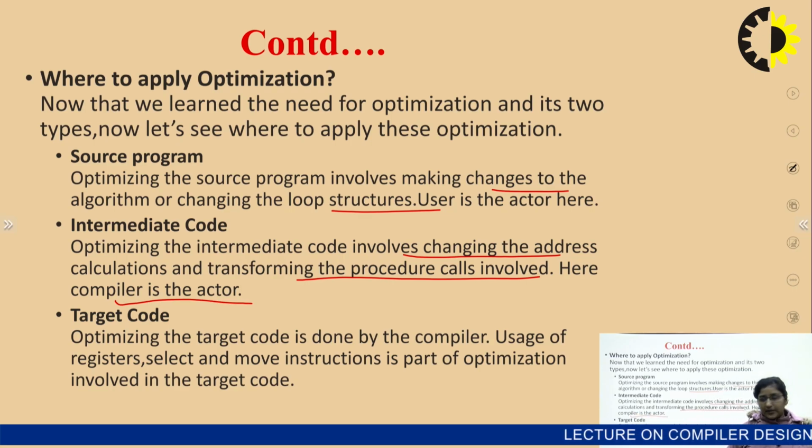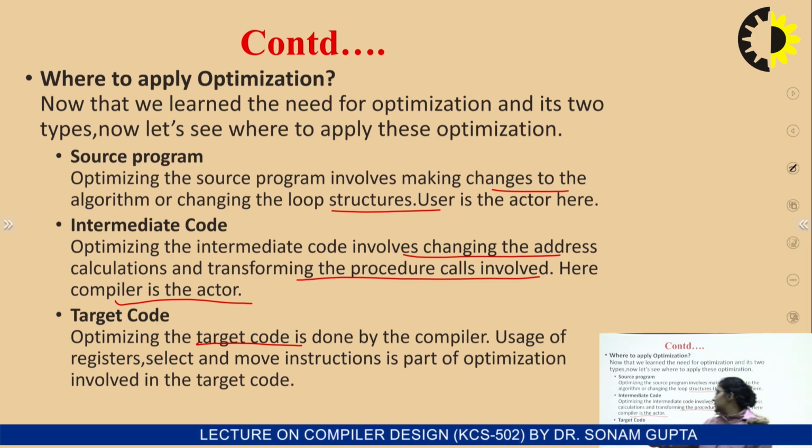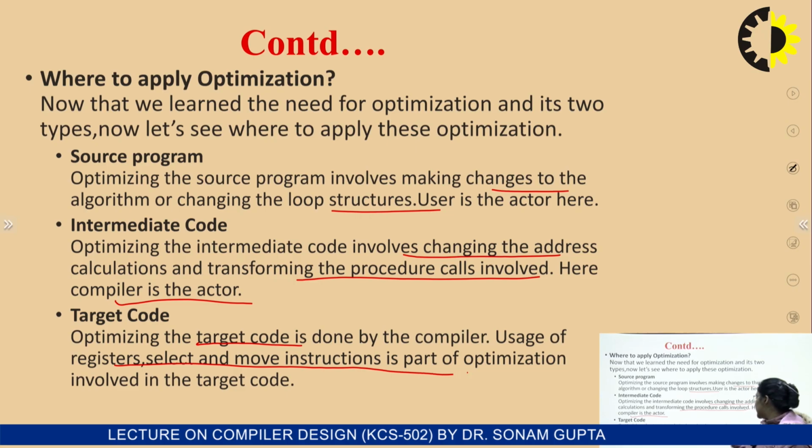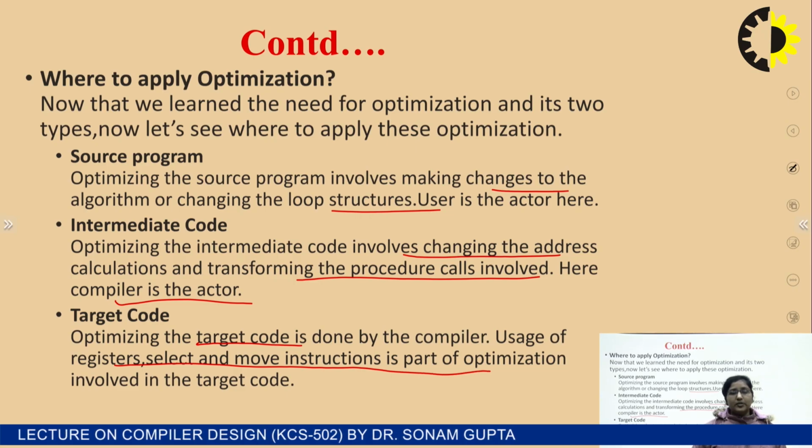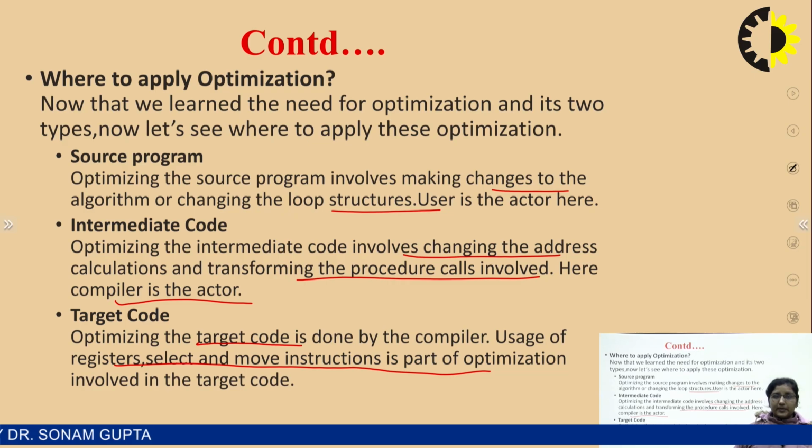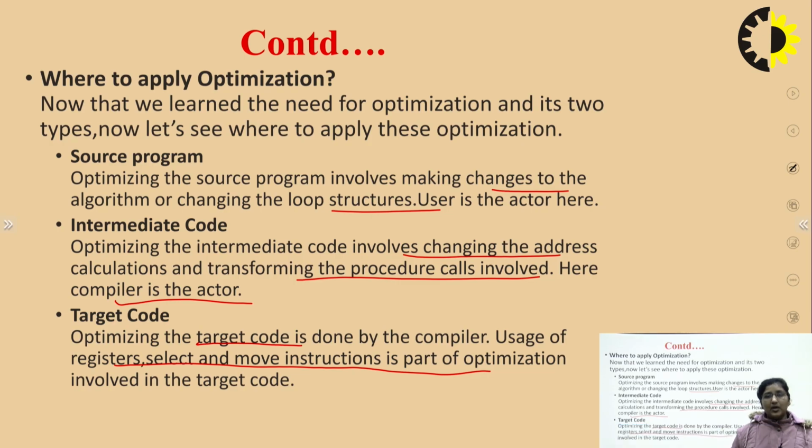Finally, is the target code. Target code, we need to optimize the target code which is done by the compiler. Usage of register, select and move instructions is the part of the optimization which is involved in the target code. So, if I do the optimization at the source program, user will be the actor. If we do it at the intermediate code, then compiler is the actor, and if we do that at the target code, it involves CPU registers, memory locations, etc., where the optimization will take place.